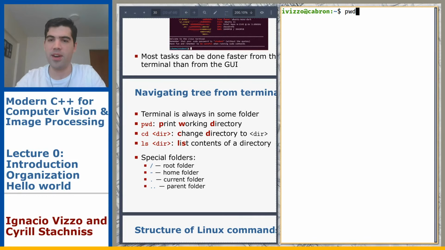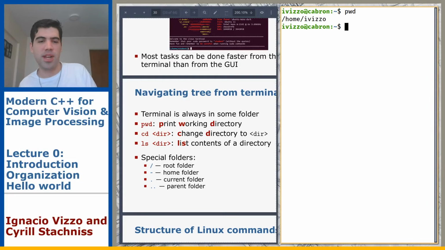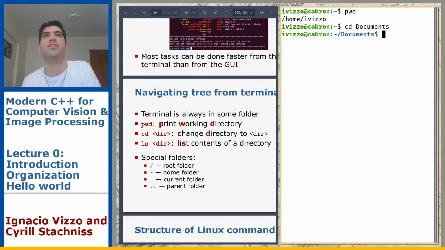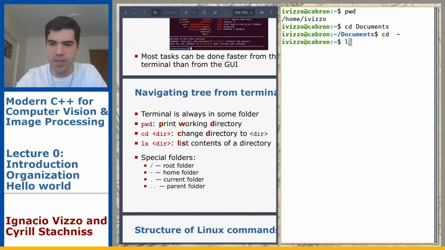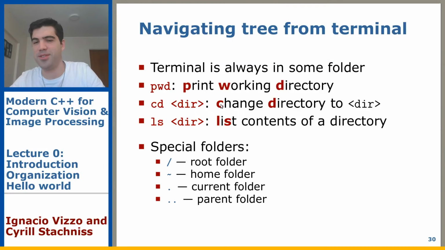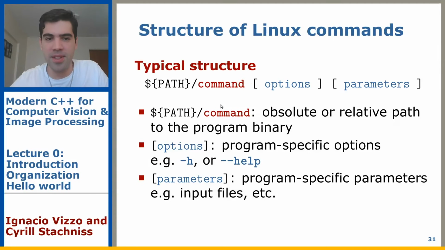If I type print working directory, it will say you are working on /home/Vizzo. And then if I want to go to any directory, I can do, for example, cd and go to documents. This is how you change the path of your system. And then, if you want to list the files that are on this particular path, you should do ls. So these are the most simple commands you can find out there.